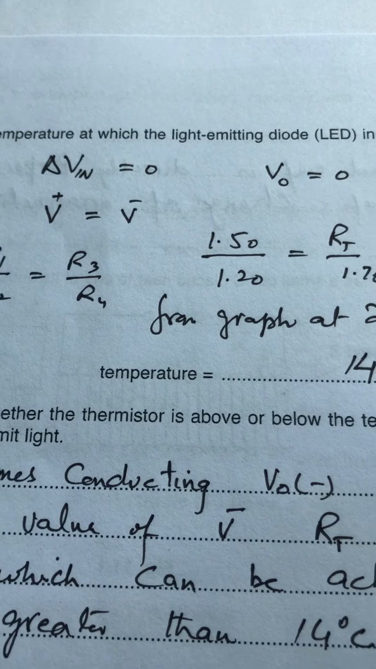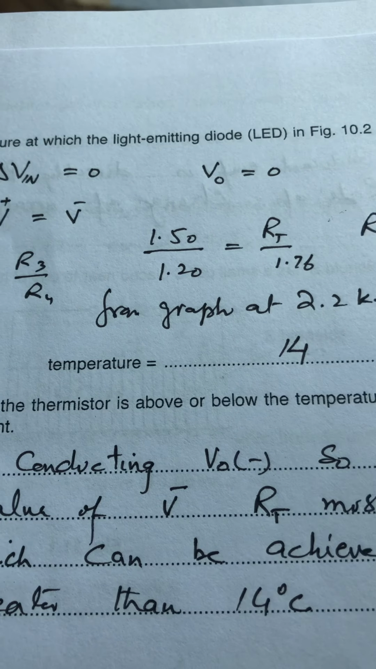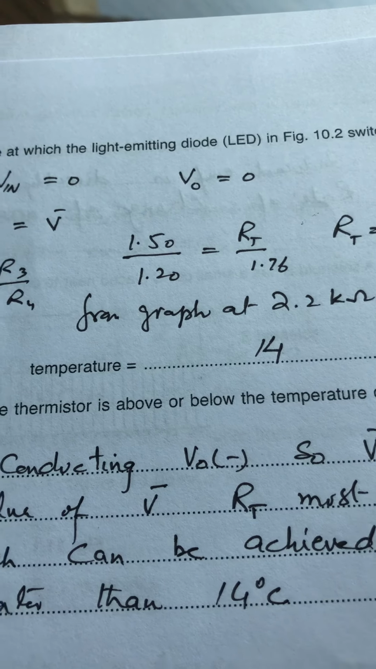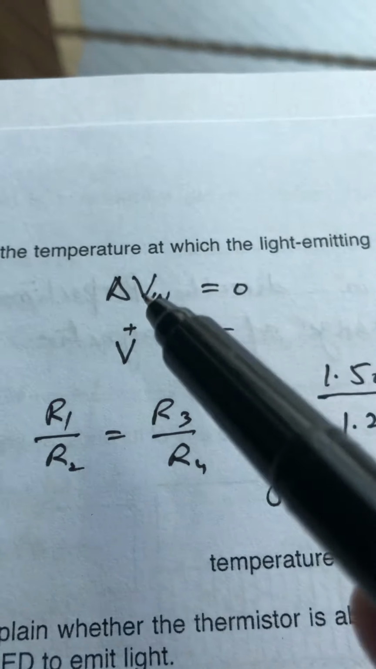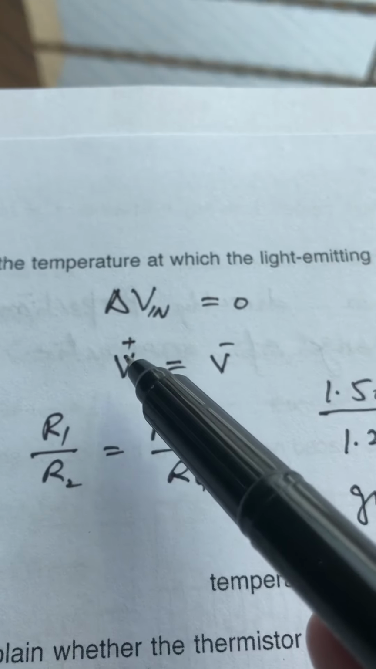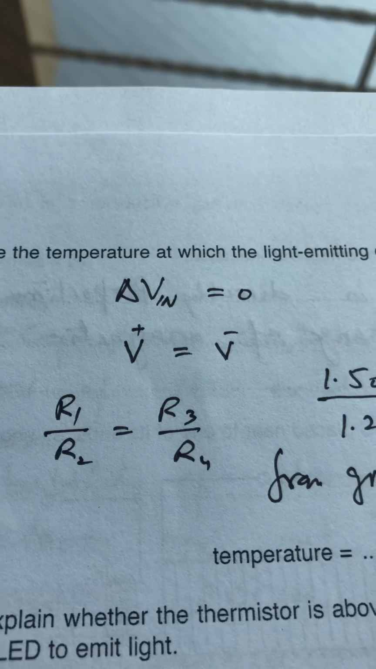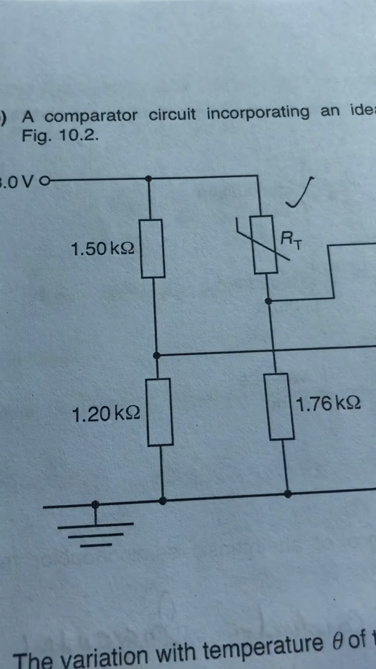So we have to calculate the temperature at which the output voltage converts itself from positive to negative, meaning the output becomes zero. So when output becomes zero, then the difference of the inputs must be zero. So non-inverting and inverting inputs must be equal. When they are equal, the ratio of the resistors must remain the same.